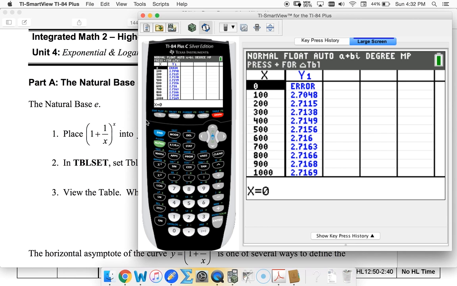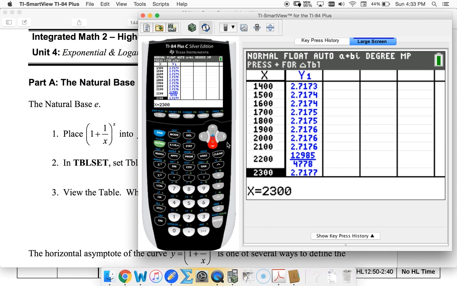Well, so if I put in 0, I get an error. That's because I would divide by 0. Put in 100, I get 2.7048, etc., etc. Notice that we're getting closer and closer to an asymptote. And our values at some point are going to look a lot like our value of e.